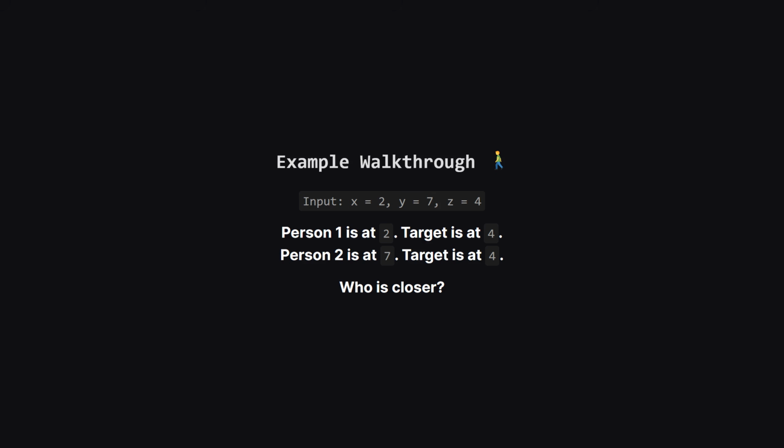Imagine person 1 is at position 2, person 2 is at position 7, and the target, person 3, is at position 4. Let's think about person 1 first. To get from 2 to 4, they need to take 2 steps. Right? Now what about person 2 at position 7? To get to 4, they have to go from 7 to 6, 6 to 5, and 5 to 4. That's 3 steps. So person 1 needs 2 steps, and person 2 needs 3. Person 1 is clearly closer, so they'll win. The answer should be 1.